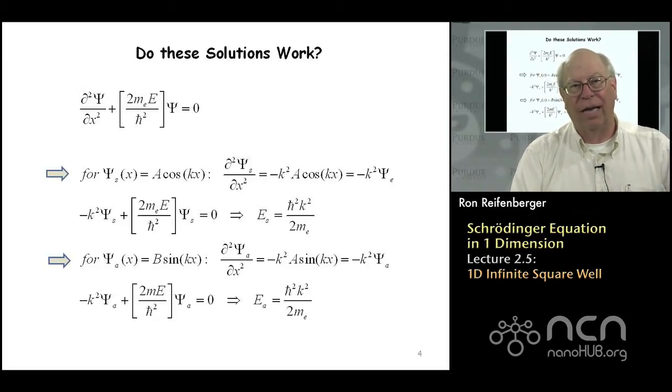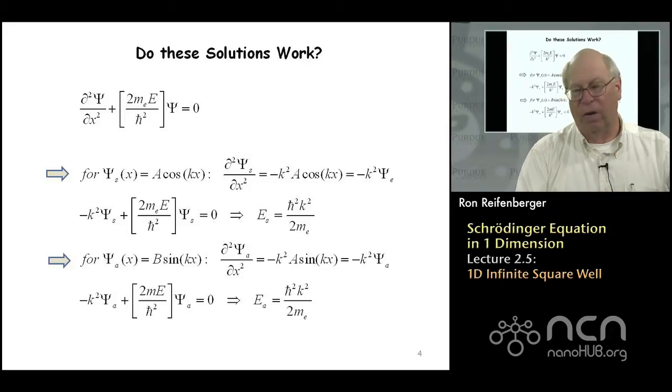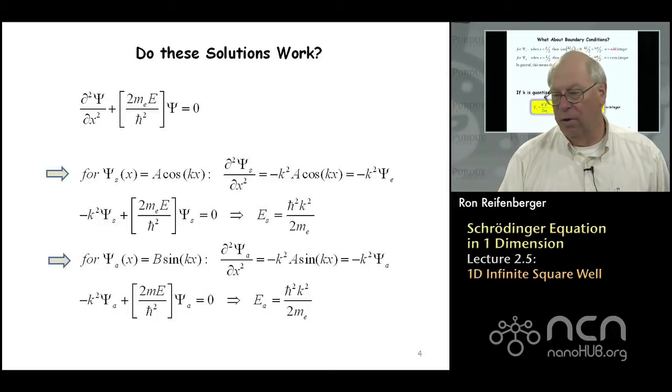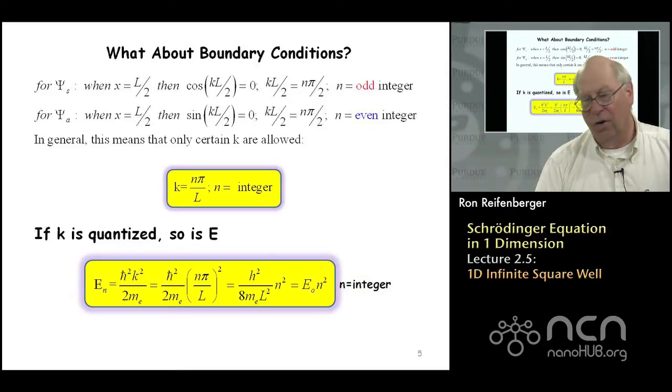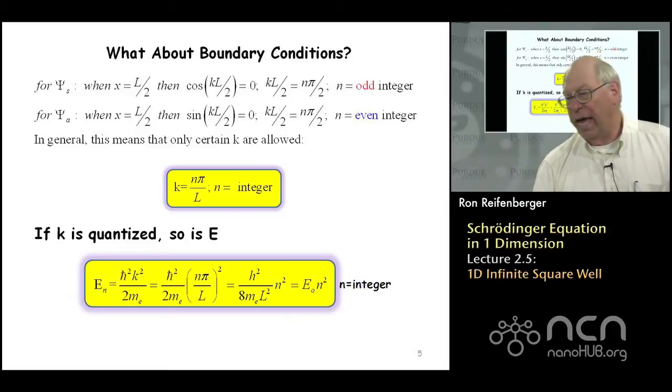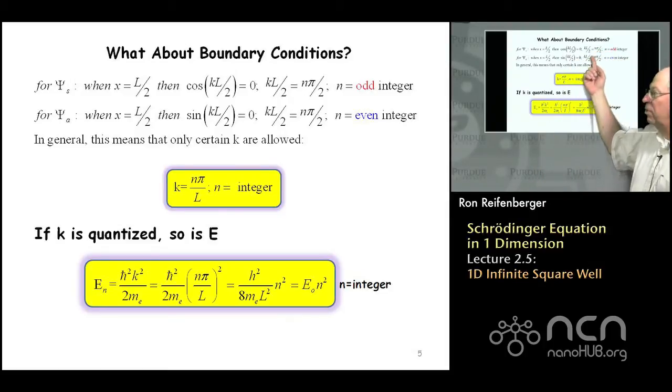The issue is that not all K's are allowed for this infinite square well. The K's that are allowed must match these boundary conditions that we talked about a couple of slides ago. And so here we just apply those boundary conditions and show that the allowed values of K for the symmetric and anti-symmetric solutions have to be integer multiples of pi over 2, where n is an odd integer for the symmetric solutions and n is an even integer for the anti-symmetric solutions.